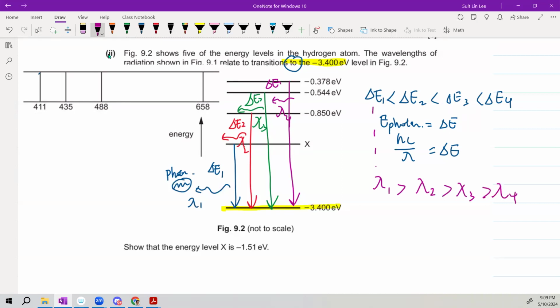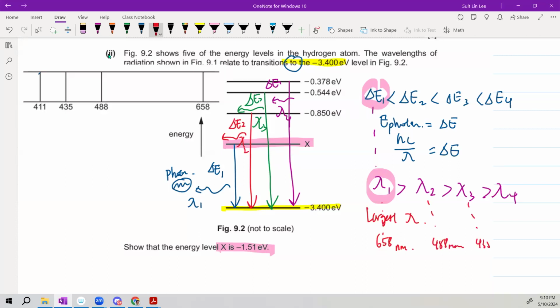Which delta E should I care about? I should care about X, because they want me to find X. So I'm going to care about delta E1. Delta E1 will have the largest lambda. So lambda 1 will be 658 nanometer. Lambda 2 is 488 nanometer. Lambda 3 is 435 nanometer. Lambda 4 is 411 nanometer.